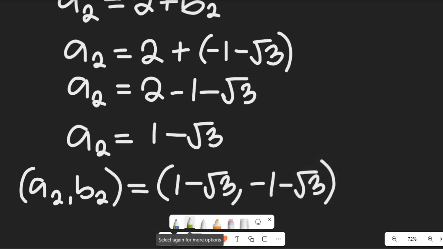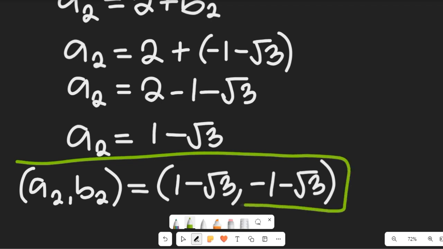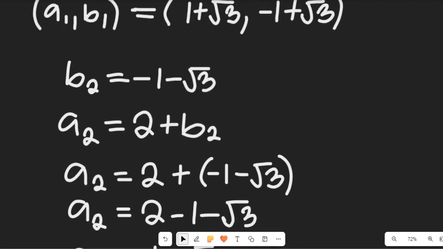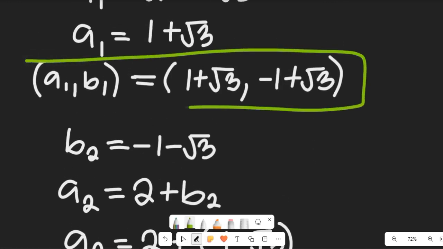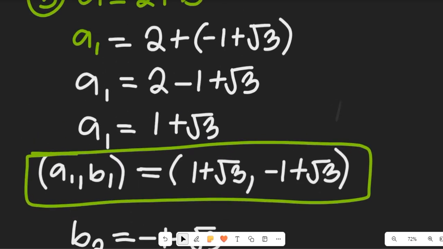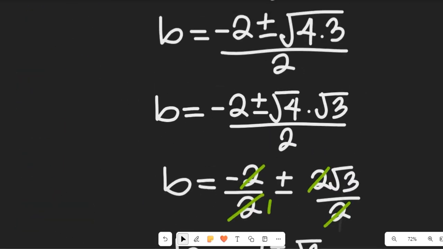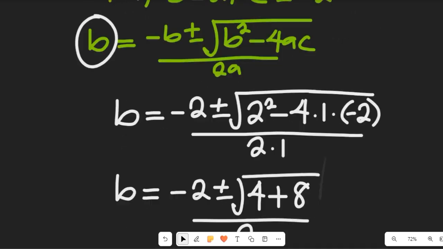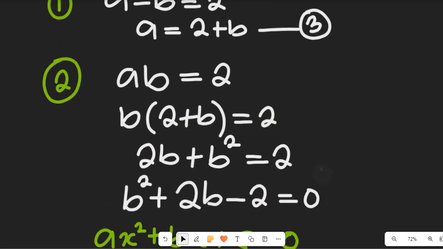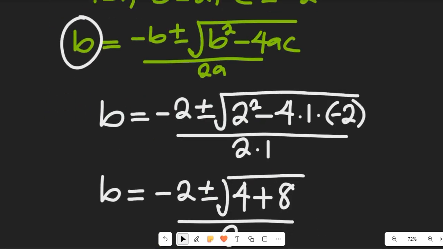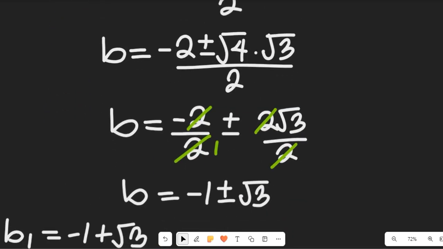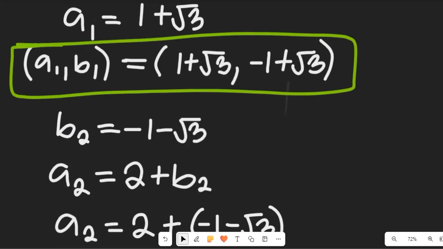So these are the solutions we get for the value of a and b in that expression that is given to us. So we are going to check if our solution is actually right. From the initial expression, we are told that a minus b is equal to 2, right? And a multiplied by b is equal to 2. So we're going to use those two expressions to test if our solution is actually right.